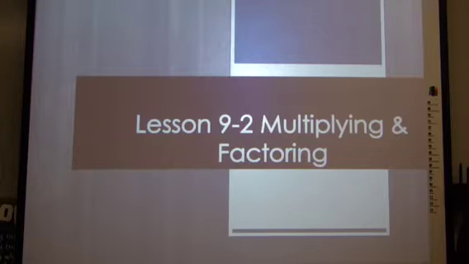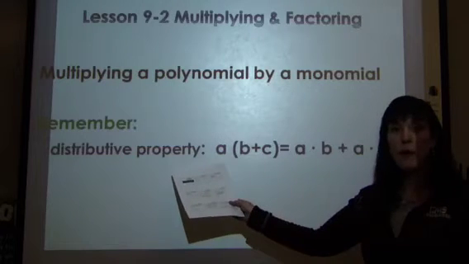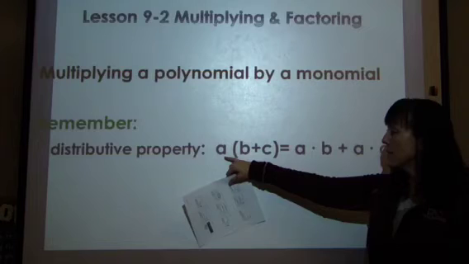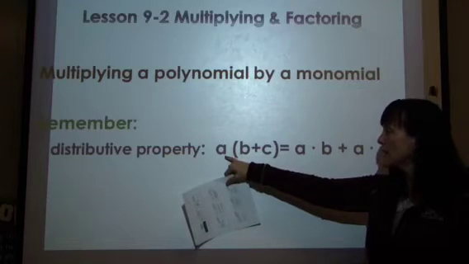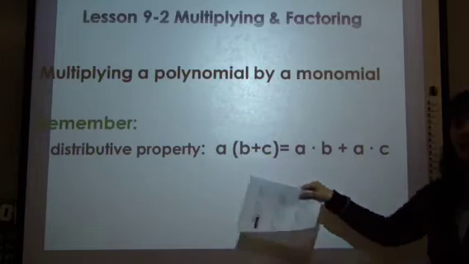Lesson 9.2 is about multiplying and factoring. First, we're going to talk about multiplying a polynomial by a monomial. And I'd like you to remember the distributive property that we talked about earlier in the year. If we have a term outside of a set of parentheses, we're going to distribute it to each term inside the set of parentheses.